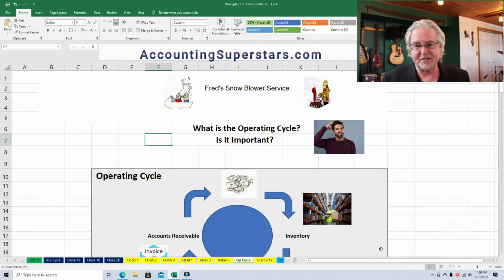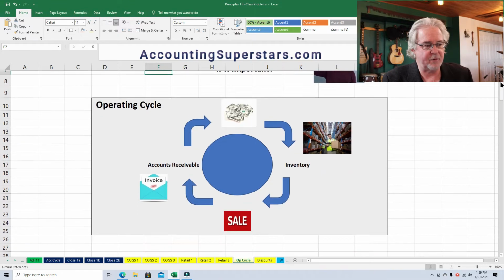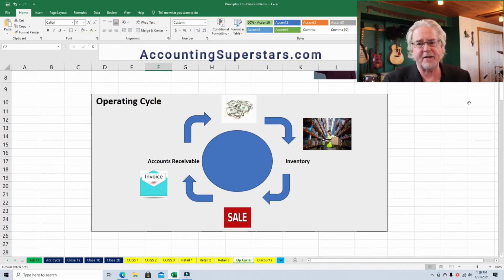So it's interesting that we can measure the operating cycle. We can know how fast their engine is spinning, you might say. So here's the operating cycle. It's right down here. Let me bring that up. There we are. So I'll keep this very, very simple, very straightforward.